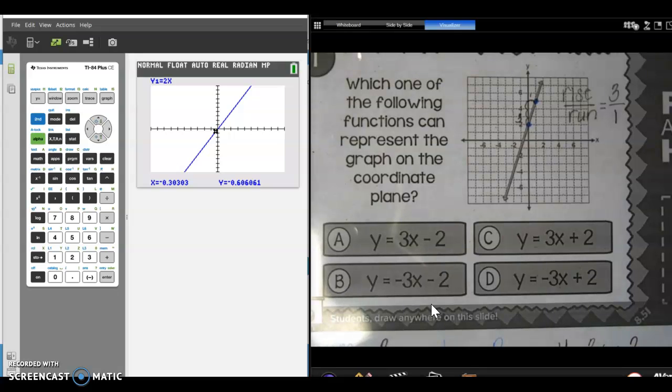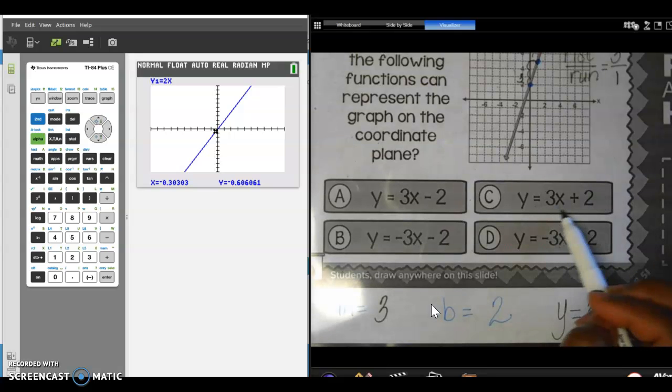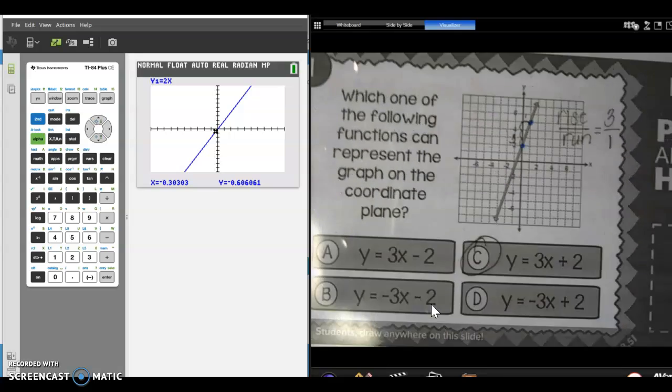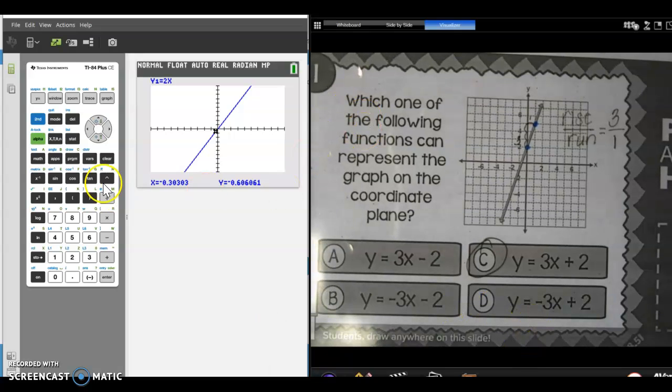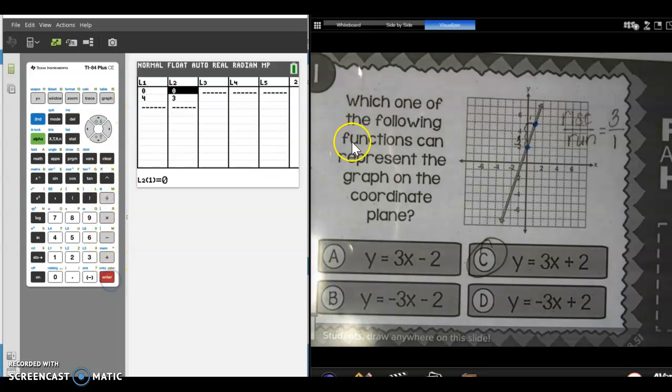So then I need to find the equation that matches. And I have y equals 3x plus 2. So my answer is C. Another way that I could do this, I could go to Stat, Edit, and I can put my 2 points that I have here on my line into my table. So when x is 0, y is 2. And then when x is 1, y is 5.